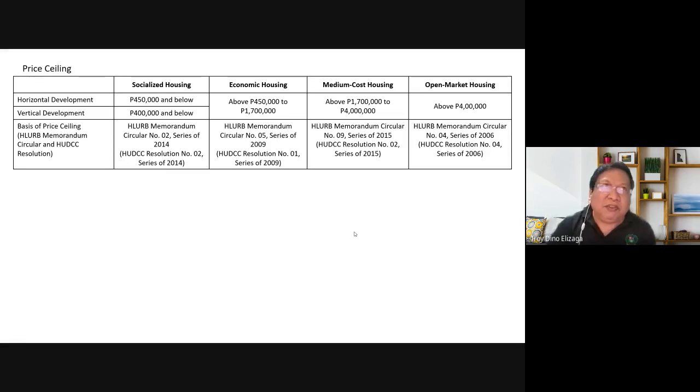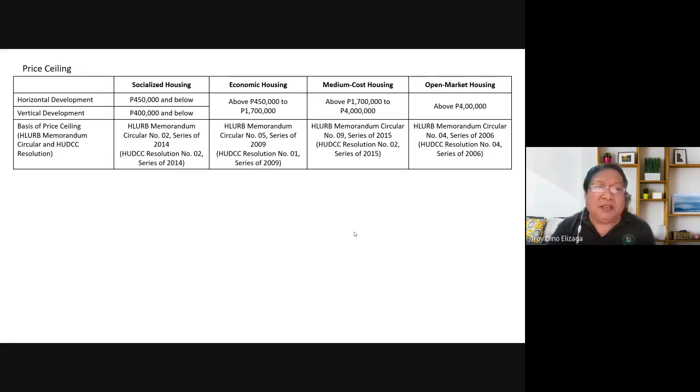Okay, so there are subdivisions that actually tell you to design a house worth more than 4 million because they wanted it to be a high-end subdivision. So they don't want the environment to be mixed up with, I don't know how they call it, maybe substandard design or substandard structure. So image is really very important to that subdivision developer.